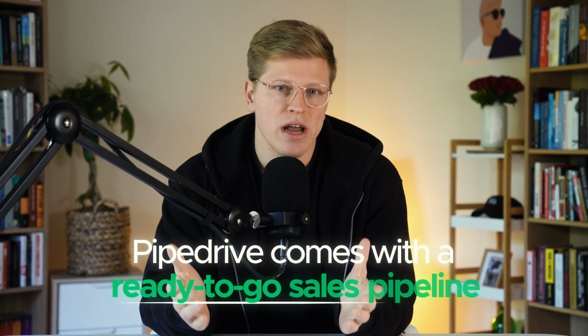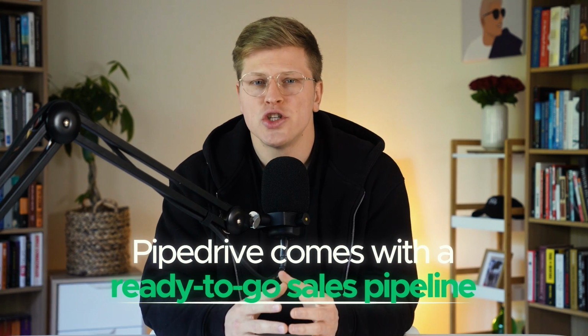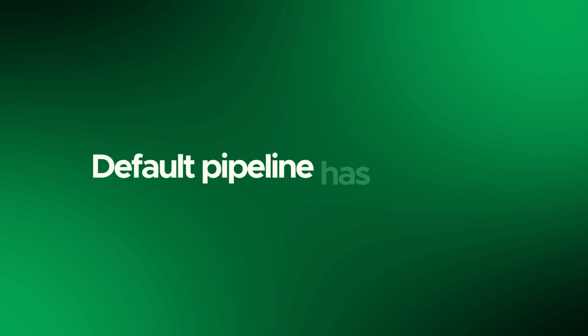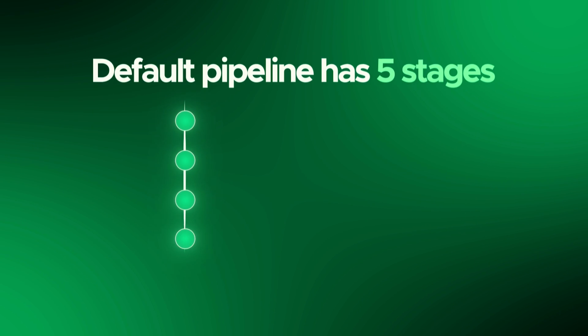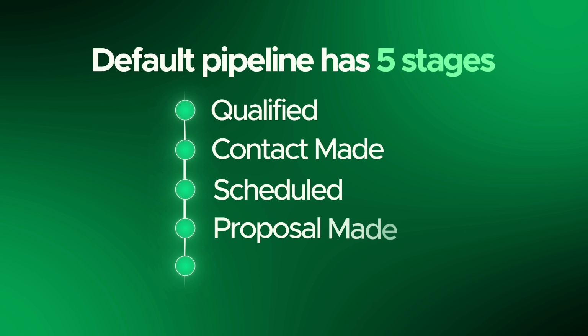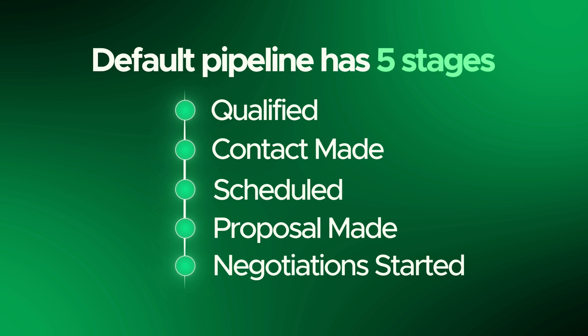Pipedrive comes with a ready-to-go sales pipeline, which is super helpful for getting started. So instead of creating one from scratch, we're going to customize their default pipeline. Your pipeline is made of several stages. These are the steps a deal needs to pass through before you win it. The default pipeline in Pipedrive includes 5 stages: qualified, contact made, scheduled, proposal made, and negotiations started. Your default stages may differ depending on your selections during the sign-up process.